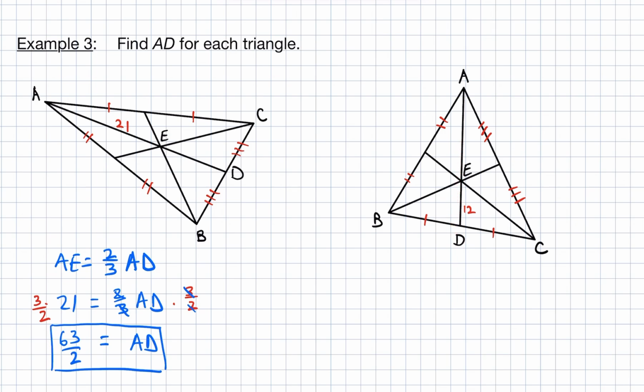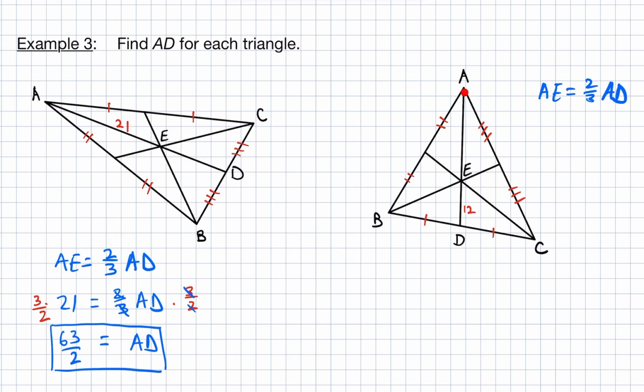Now, we could say this. We could say that AE is equal to 2/3 AD, okay? And that is valid. However, that doesn't really help us because we don't know what the length of AE is, okay? We don't know what that is. And we're trying to find the length of AD, okay? And we can't find AD until we know AE. So what this means is we have to look for a different relationship, okay?